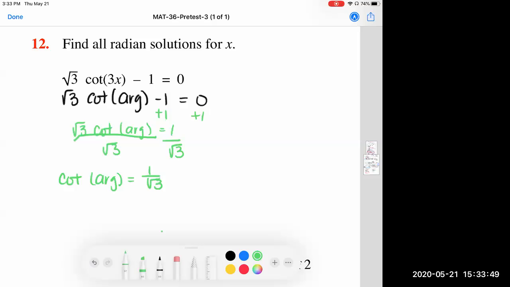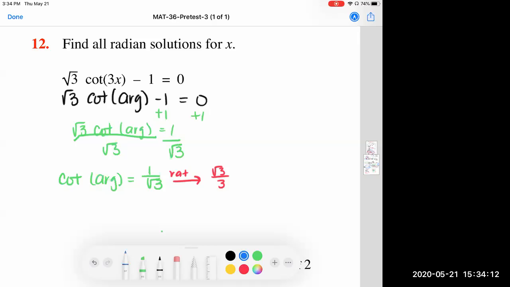Now, if you look at your little box under the unit circle, there's not 1 over square root of 3. So we need to rationalize. Once we rationalize, we get square root of 3 over 3. All right, when is cotangent square root of 3 over 3? It's at the 60-degree mark.